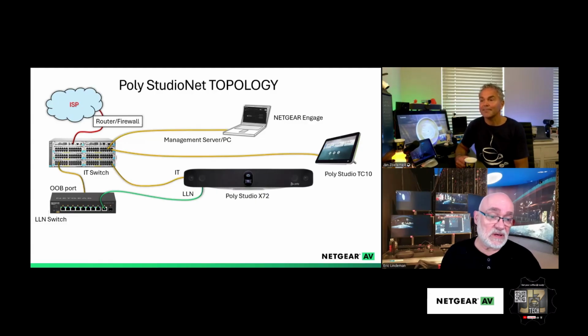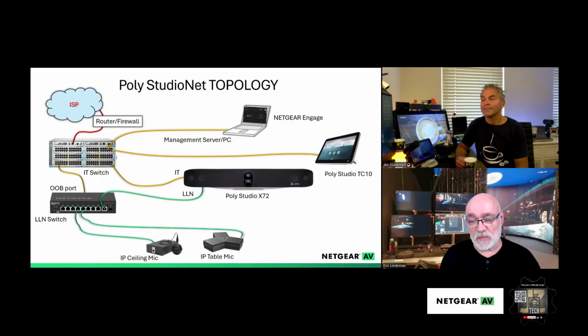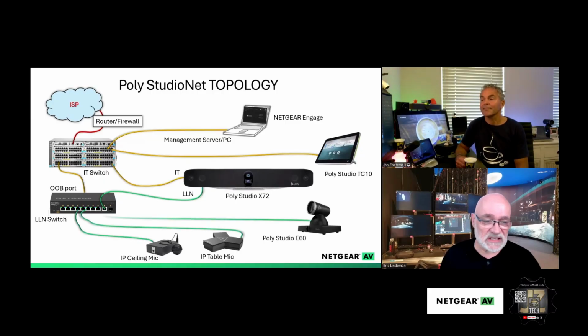And when we have the switch connected via port 9 on the LLN devices and configured with Engage, we can connect the ceiling mic or whatever, IP table mic, also the Poly Studio E60 cameras, and make a complete working solution with good visible environment and also with good audio, because the ceiling mics and the table mics, you can position them wherever you like to have the best result.